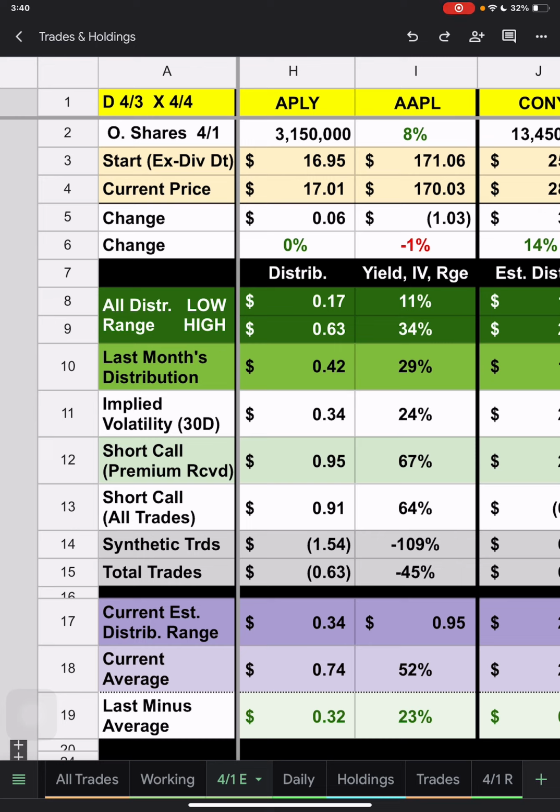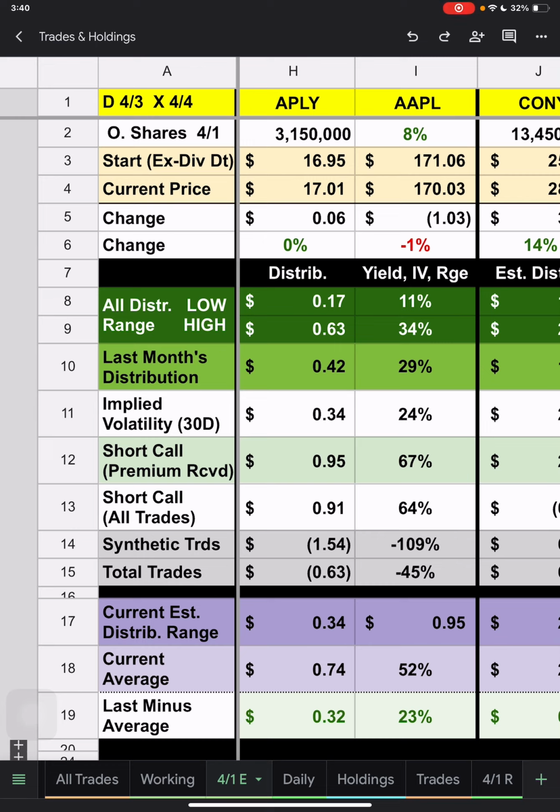0%, while Apple is down 1%. And then we've received, wow, 95 cents. That just does not seem right. But I guess because they've had all their issues this past month with the whole being sued or investigation, all that kind of stuff, as far as the antitrust thing. But this is saying that their short call premium is 95 cents.